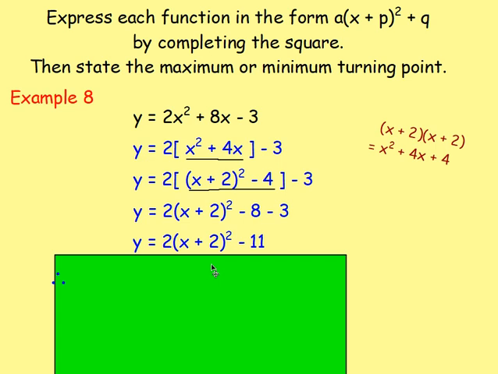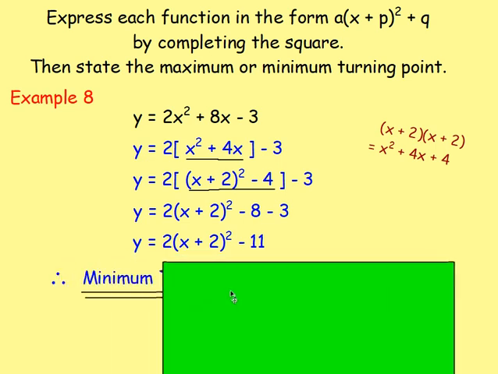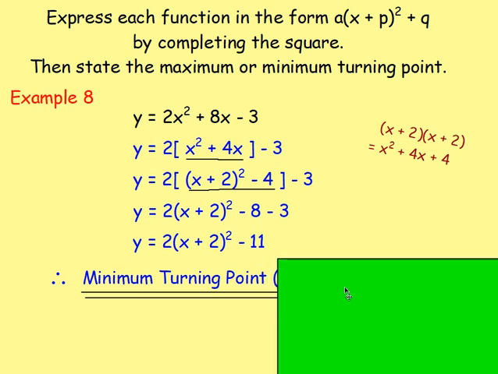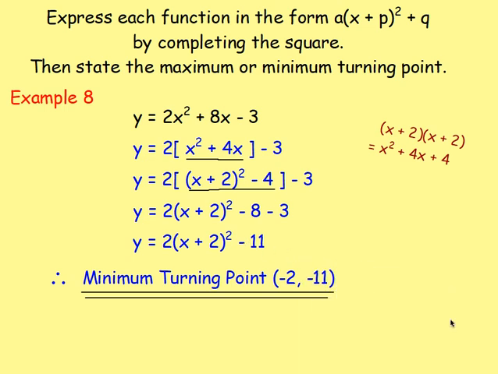You cannot do anything else with that, so you can then state your maximum or minimum turning point. From there, because you've got 2 in the brackets, it goes to negative 2, and the negative 11 will stay as negative 11. So that gives you your turning point. Let's try another one.